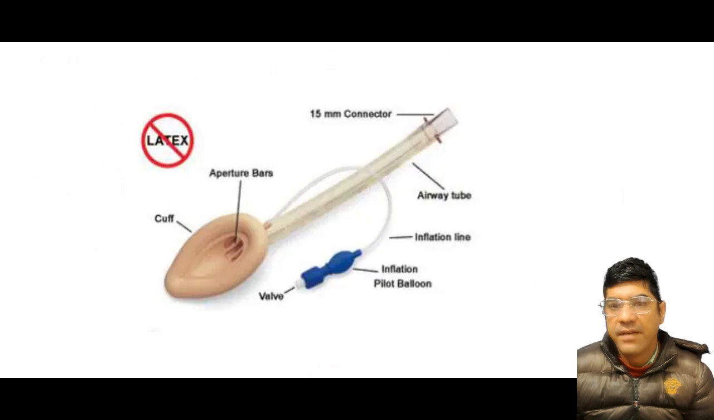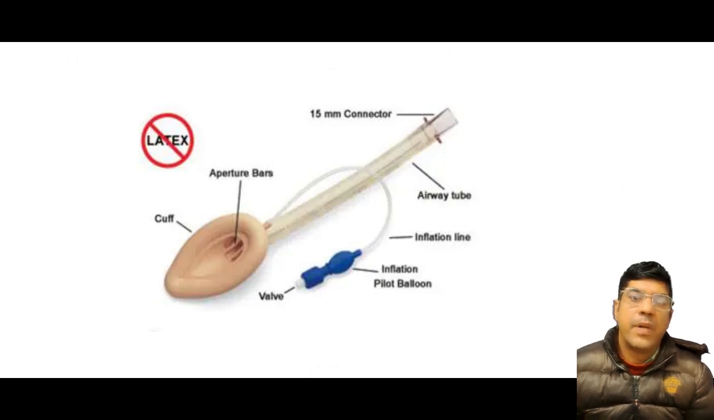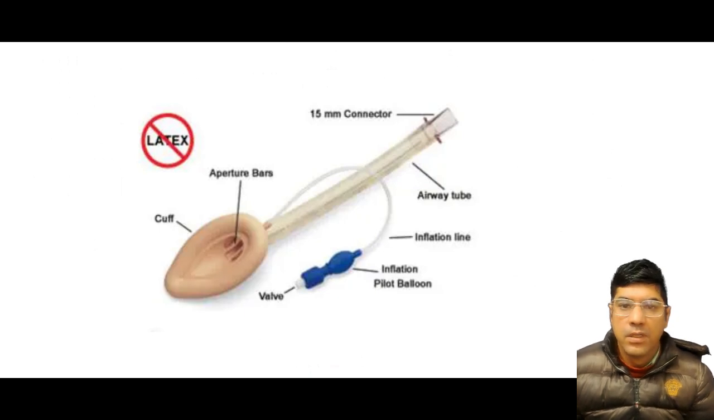Another is the laryngeal mask airway. It is a supraglottic airway device that is inserted blindly into the pharynx, forming a seal around the laryngeal inlet. So it sits above the glottis, allowing ventilation and oxygenation without requiring passage through the vocal cords.